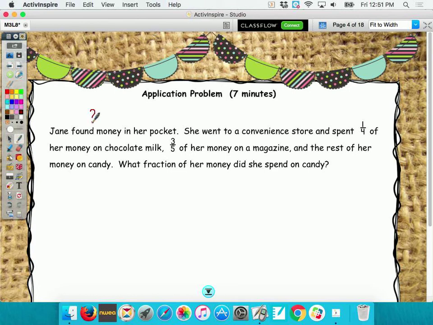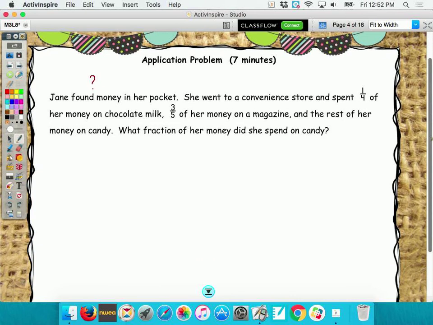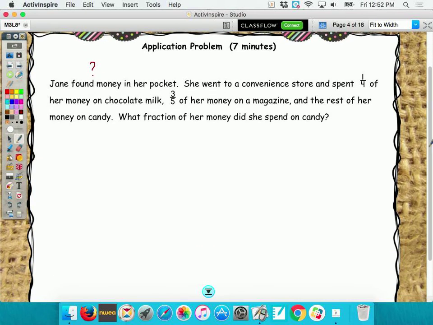She went to a convenience store and spent 1/4 of her money on chocolate milk, 3/5 of her money on a magazine, and the rest of her money on candy. What fraction of her money did she spend on candy? Depends how much money she had in the first place. Well, no, that's what I thought to start with. But it says what fraction of her money. It doesn't say how much money. So what do I need to draw, first of all?